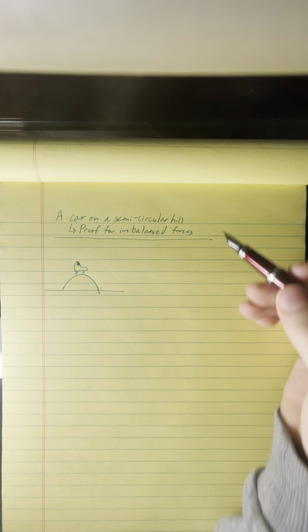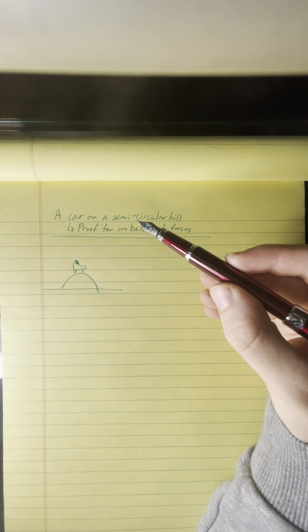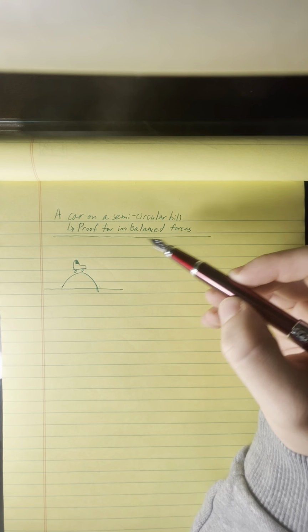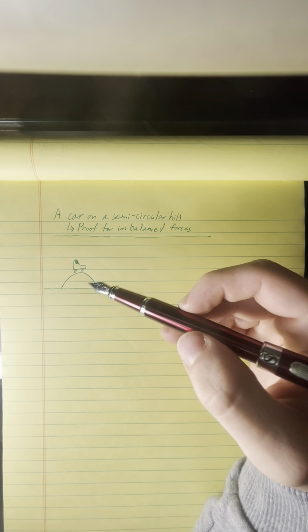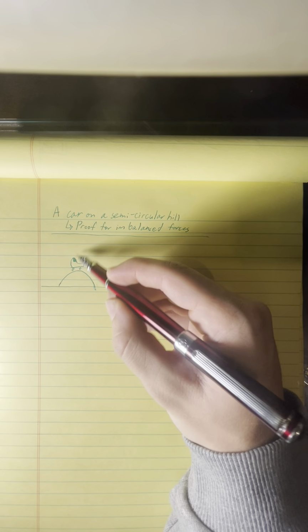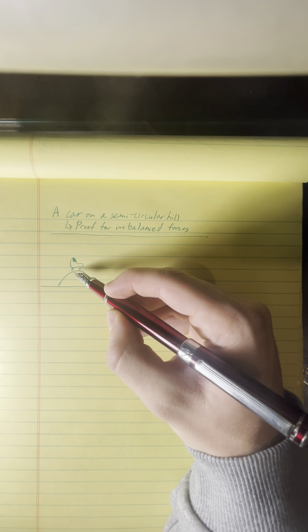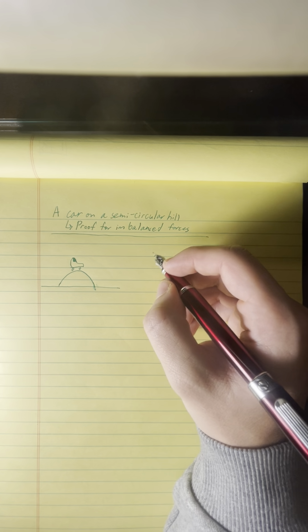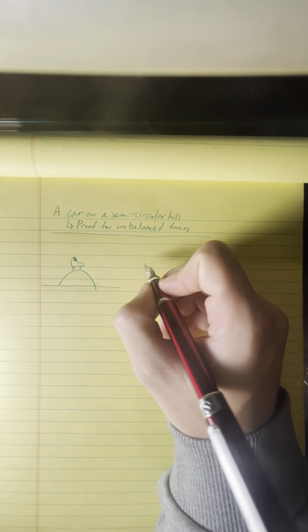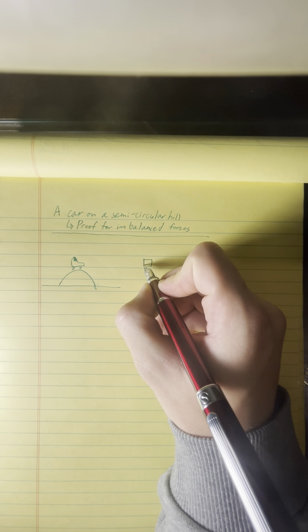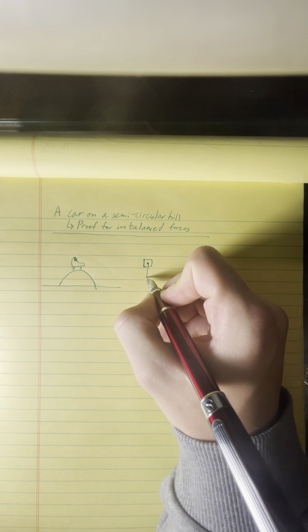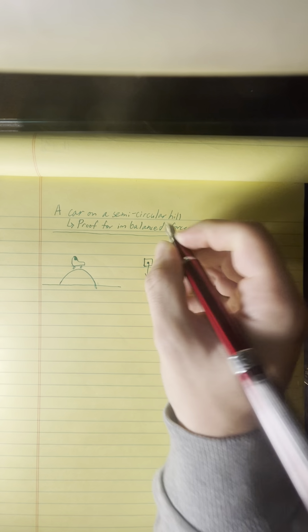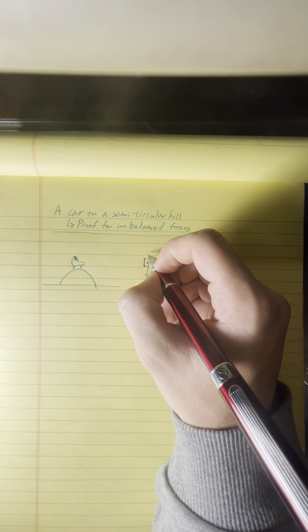Okay, so I was recently asked the question of why does a car on a semicircular hill have imbalanced forces? Why is the force normal up from the hill not equal to the force of gravity down on the car? Well, first of all, let's just draw a free body diagram for the car showing the force of gravity and the force normal.